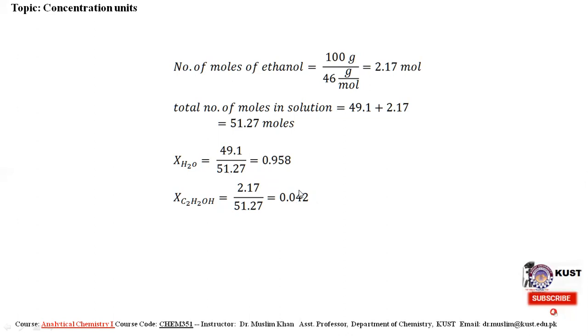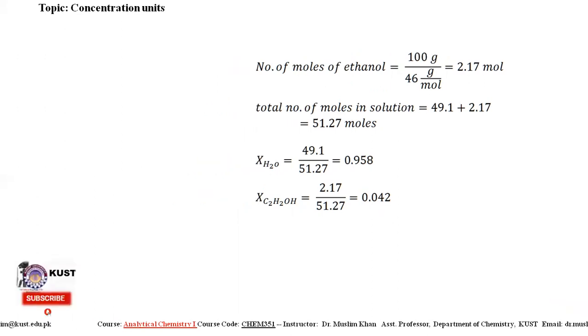0.042. So when you are adding up these two, this will be equal to 1, because the total mole fraction of a solution will always be equal to 1, and that of solute will be less than 1, and of solvent will be less than 1. So this is less than 1 and this is less than 1. So this is how you are calculating the mole fraction of different components present in the solution.